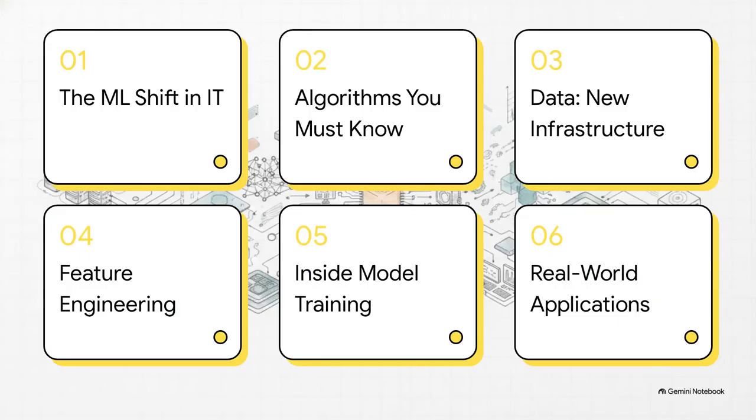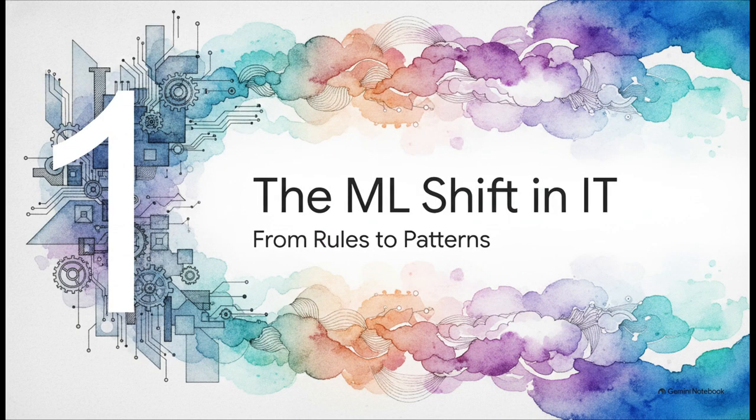Here is a quick look at our agenda for this explainer. We'll cover Section 1, the ML shift in IT, Section 2, algorithms you must know, Section 3, data, the new infrastructure, Section 4, feature engineering for signal, Section 5, inside model training, and finally, Section 6, real-world IT applications. Let's get to it. Starting off with Section 1, the ML shift in IT, from rules to patterns.